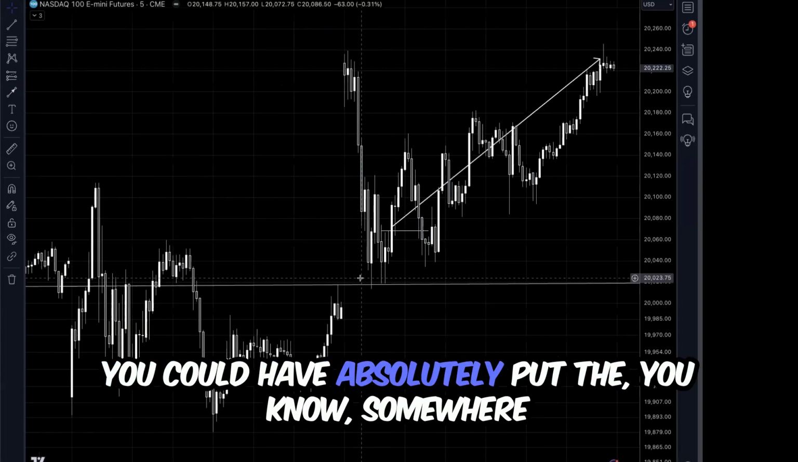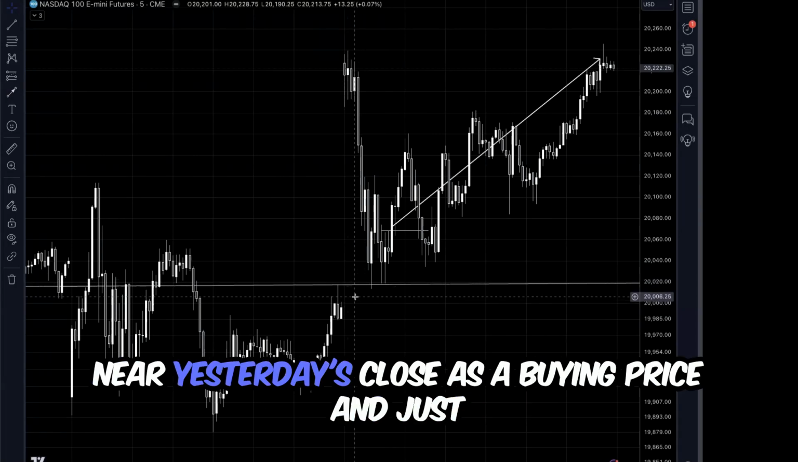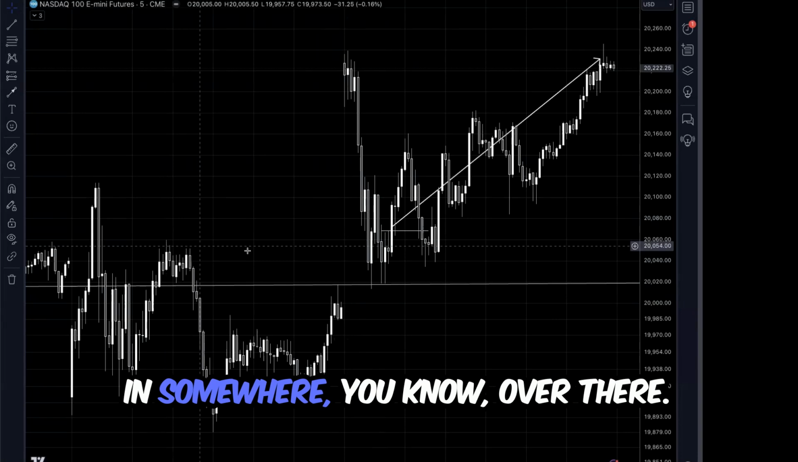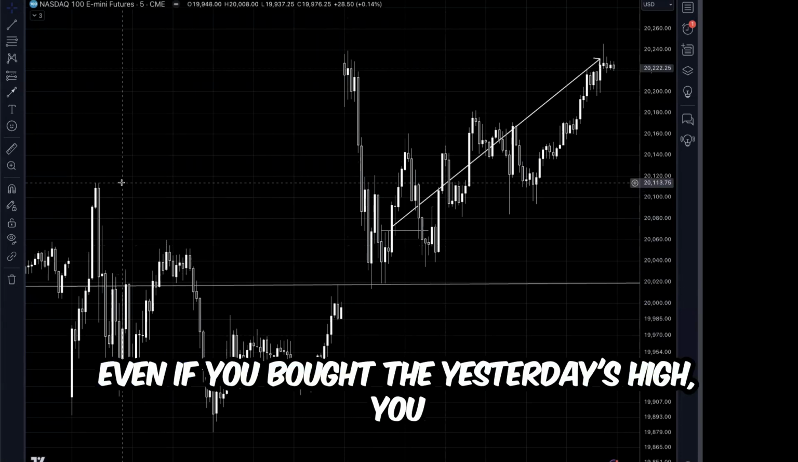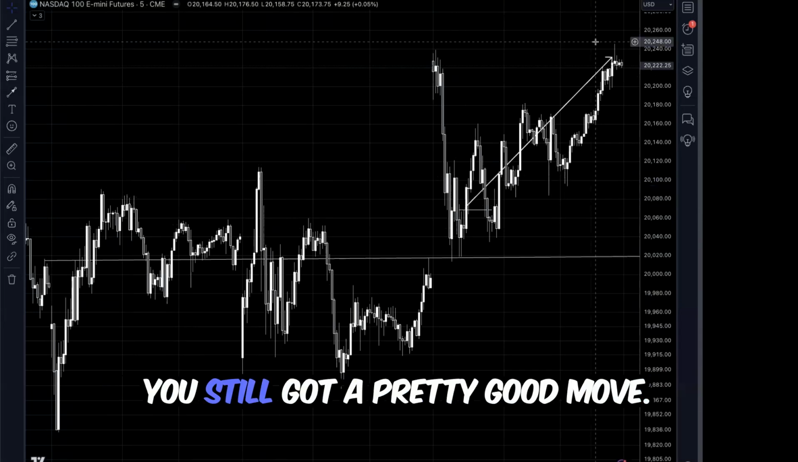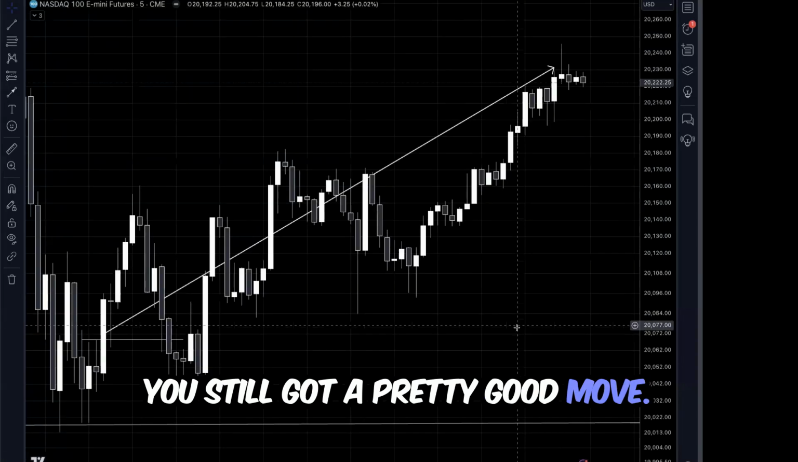You could have absolutely put somewhere near yesterday's close as a buying price and just put a market order in or a limit order in somewhere over there. Even if you bought yesterday's high, you put a buy order in here somewhere, you still got a pretty good move.